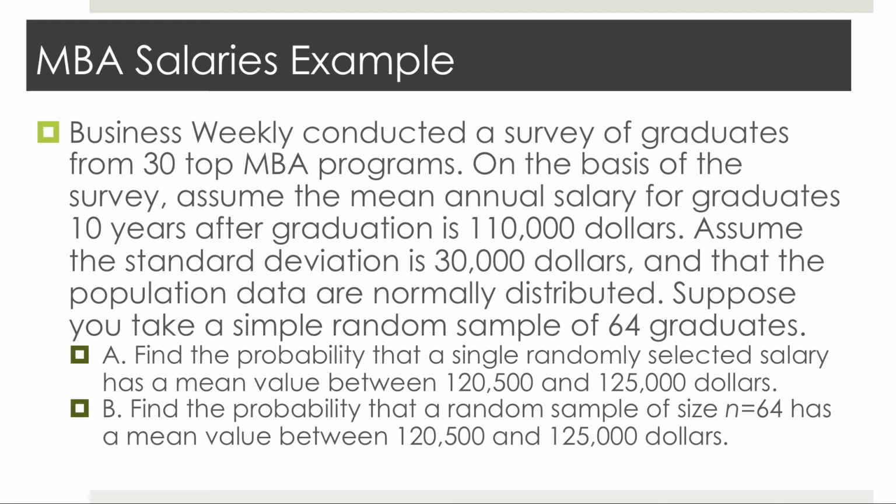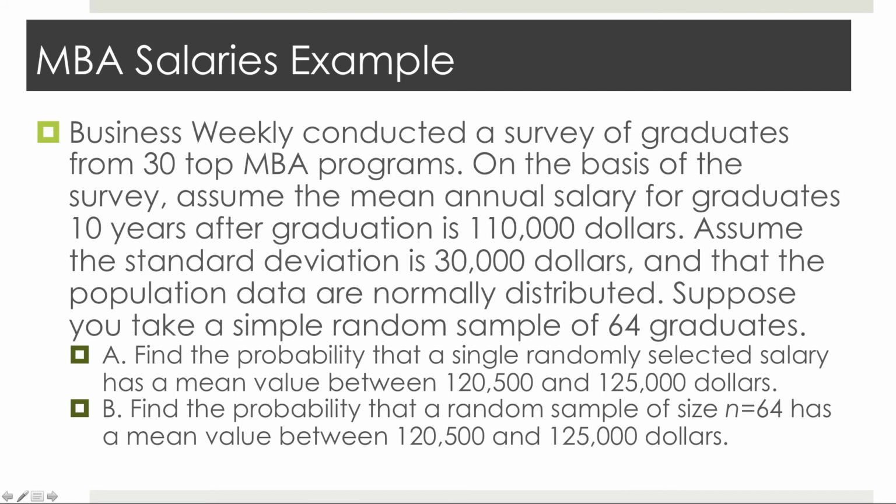Suppose you take a simple random sample of 64 graduates. Two questions to answer. A, what's the probability that a single randomly selected salary has a mean value between $120,500 and $125,000? B, find the probability that a random sample of size n equals 64 has a mean value between $120,500 and $125,000.